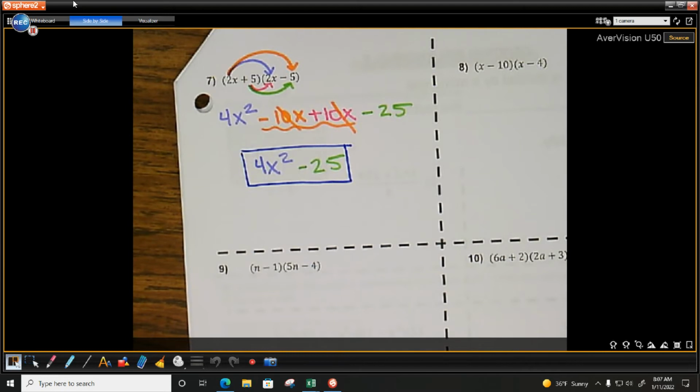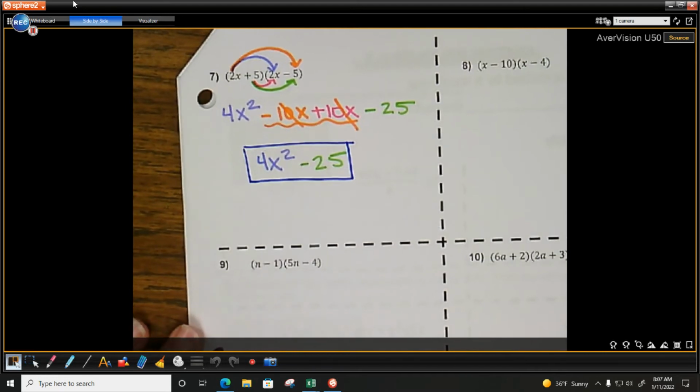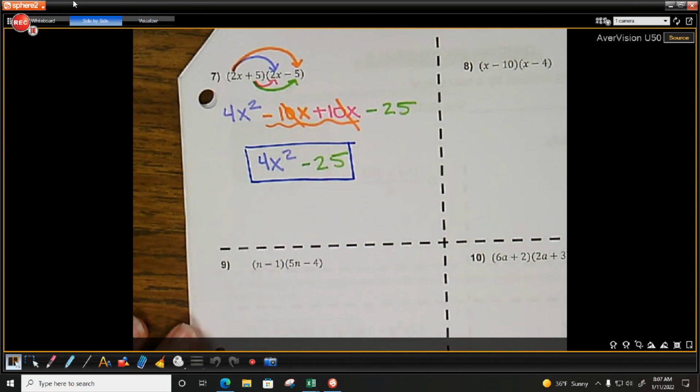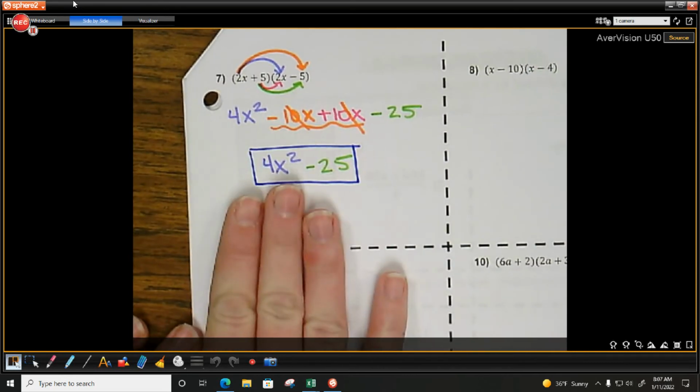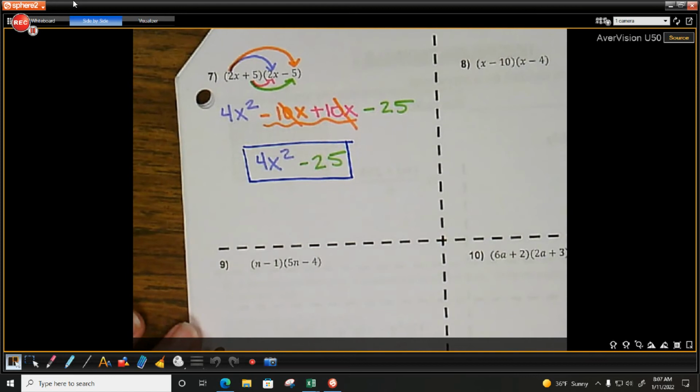Questions? I cannot stress enough, draw the distribution arrows. Okay, some of y'all are lazy and you don't like to do that. If you're going to be lazy, choose this method. But please draw the distribution arrows. Okay. Next one, how many terms?